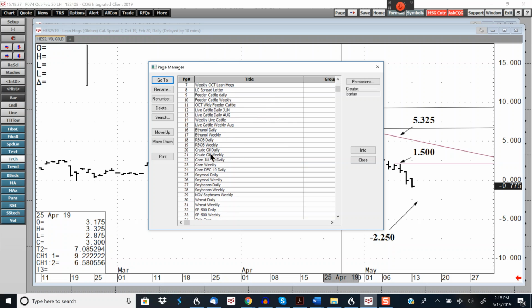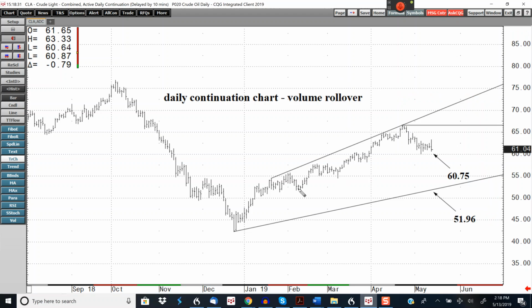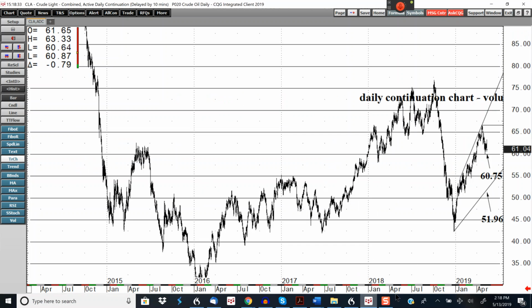Crude oil is in the midst of testing its support. If you wanted to look at some puts in crude, I'm actually okay with that just as a preparation.